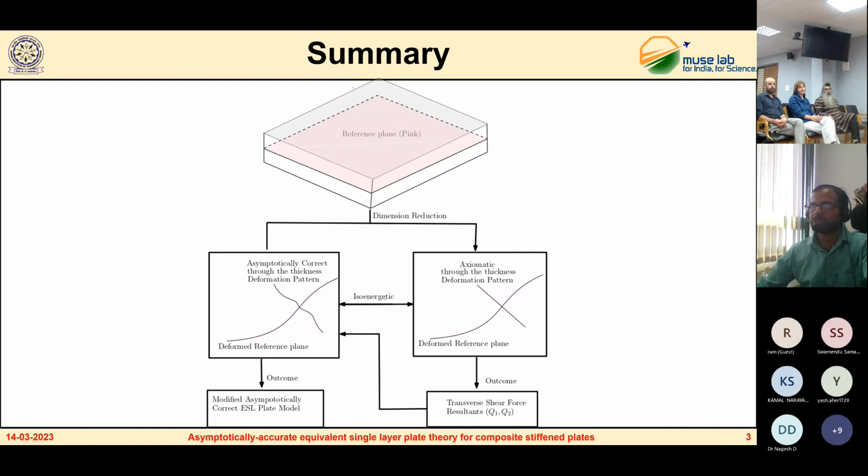Considering this condition, we find the expression for the transverse shear force resultants Q1 and Q2, and we use these transverse shear force resultants to eliminate the higher order derivatives of the generalized strains, as a consequence of which we get a modified asymptotically correct equivalent single layer plate theory.